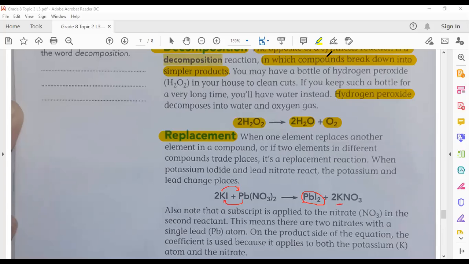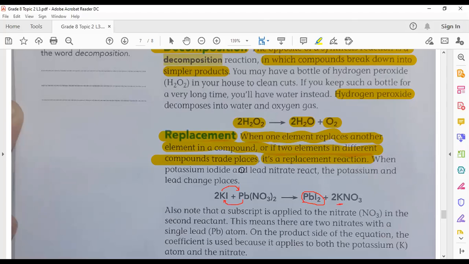In a replacement reaction, by its name, when one element replaces another element in a compound, or if two elements in different compounds trade places or exchange places, it is called a replacement reaction. It's not always that they trade places. Sometimes just one element replaces another.